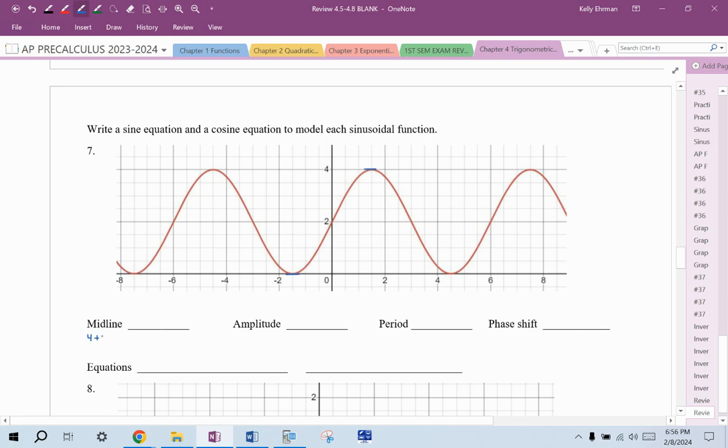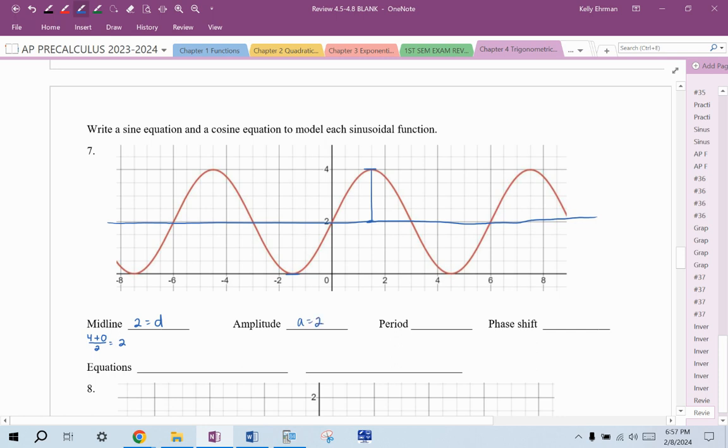So add the max, which is 4, to the min, which is 0, divide by 2, and you get 2 that way. Although this one, like I said, is pretty easy to visualize. I also like to draw it in. So the midline is 2, and that's the D value when you're building these equations. The other good thing about drawing in the midline is it's easier to see the amplitude. The amplitude is from 2 to 4, so the amplitude is 2.